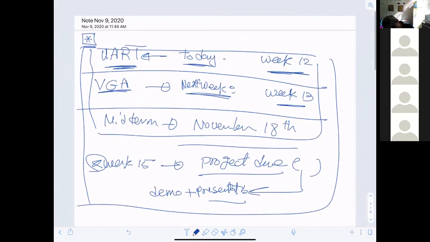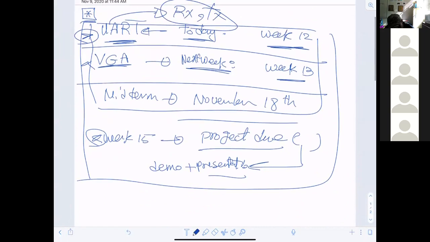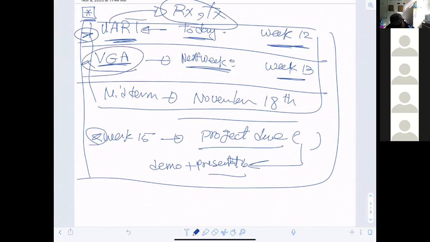Anyway, UART is today's topic. In UART, we have something called RX and TX. I'm going to go through it now. I'm going to show it to you from the internet because the code is everywhere. And the VGA, I'm also going to describe to you next week with the lab, as Danush asked.